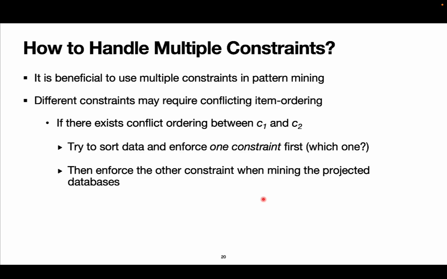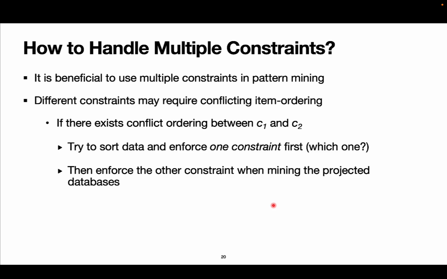But the challenge is if there are, let's say, 5 different constraints. We can't order the data in 5 different ways at the same time. So one common solution is, if 2 constraints are conflicting, pick one ordering and enforce that constraint first.